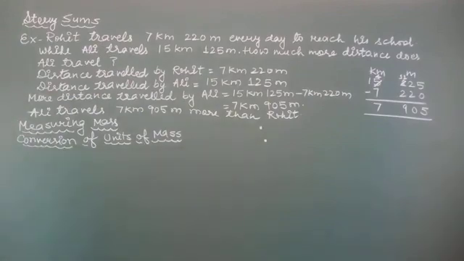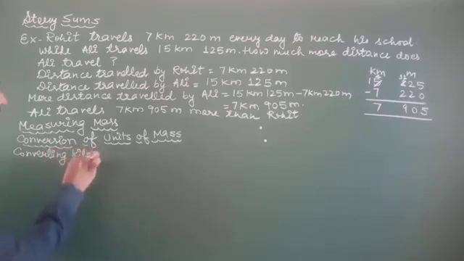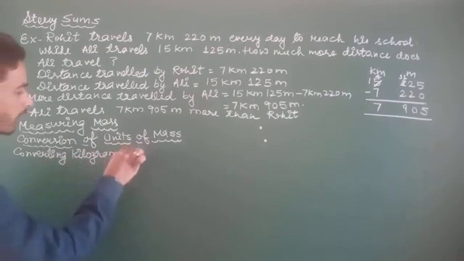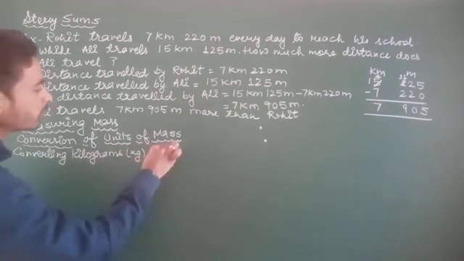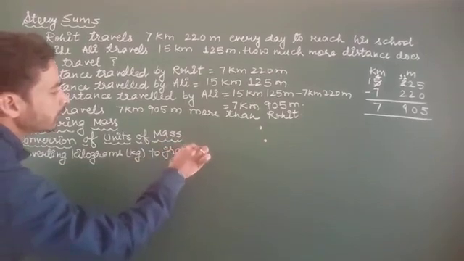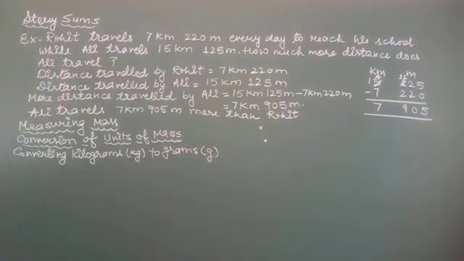So the first topic is converting kilograms to grams. 1 kg is equal to 1000 grams.